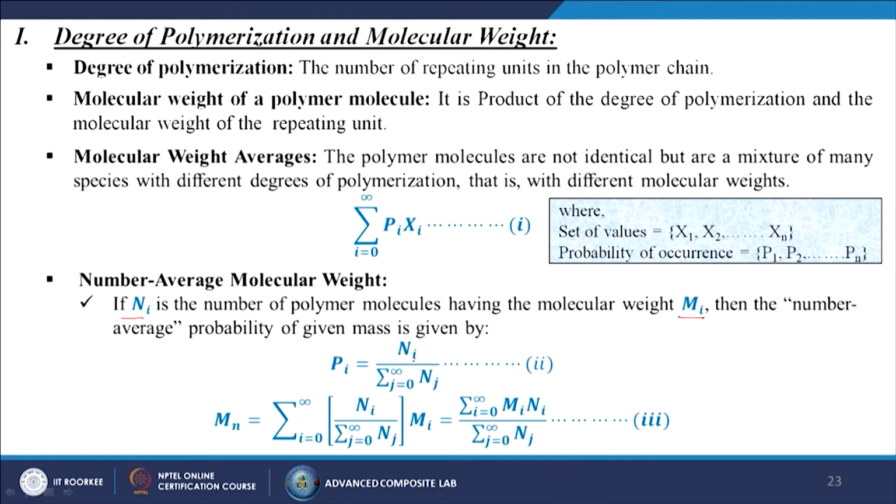What is Mn? Generally it is the summation over i equal to 0 to infinity of Ni by the summation over j from 0 to infinity of Nj, into Mi. That means it is equal to the summation over i equal to 0 to infinity of Mi Ni by the summation over j from 0 to infinity of Nj. So, this is another equation.